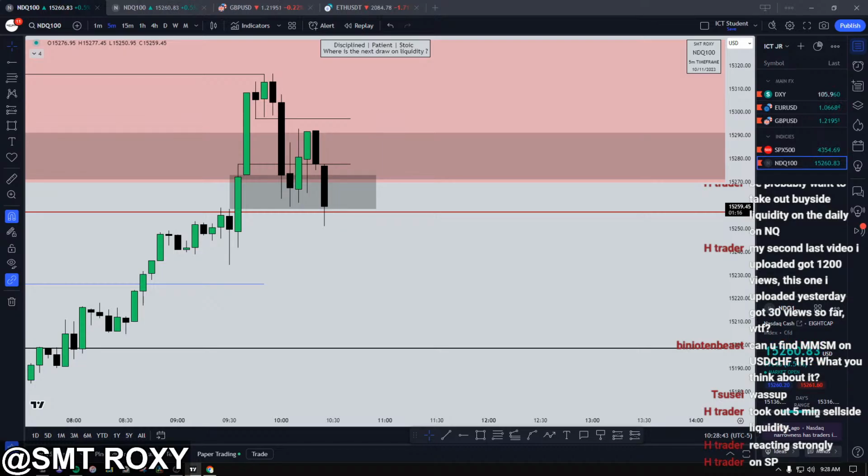Can you find market structure shift on USD CHF? So USD Swiss. 1 hour. What do you think about it? What's up? What's up 2C?